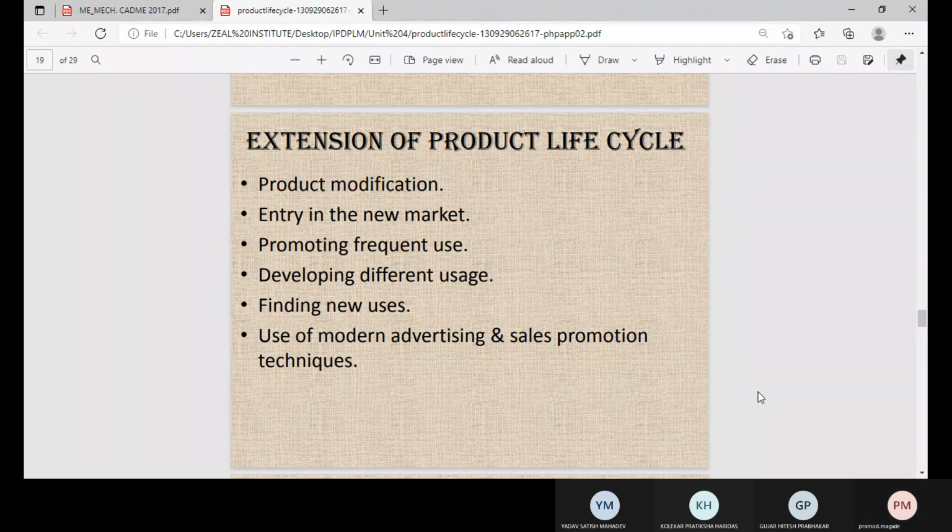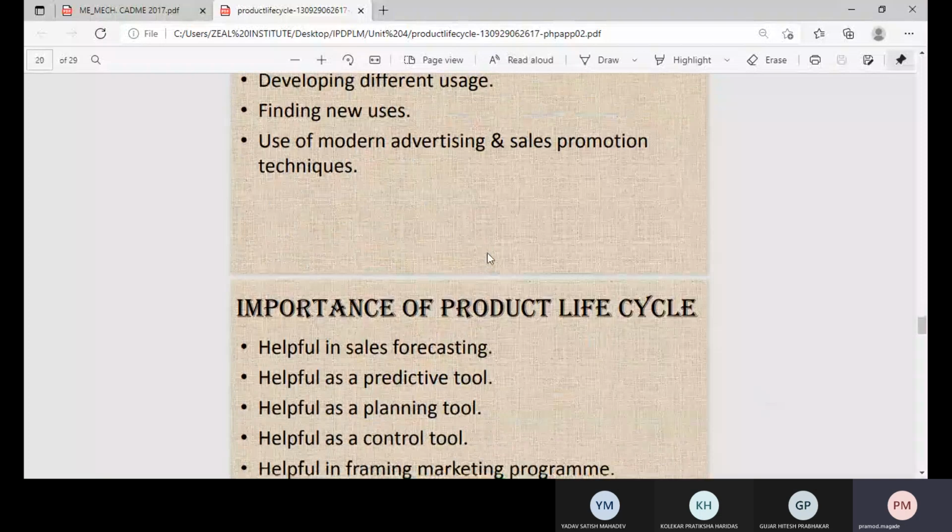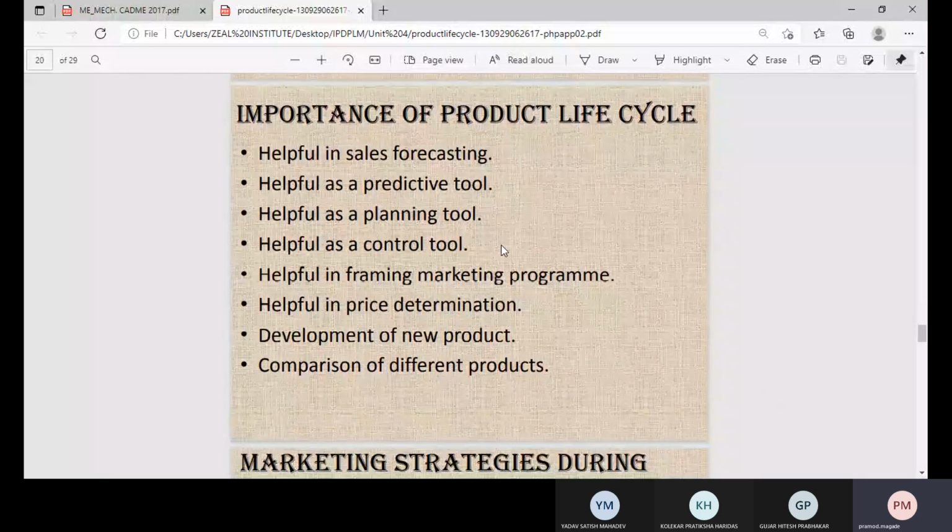Okay. So this will be the extension. Now importance of product life. Of course, market comfort, human comfort is the ultimate aim. So here are the some helpful in sales and forecasting, predictive tools, planning tools, control tools, price determination, development of the new product. That can be the base, comparison of different product. So these are the importance.